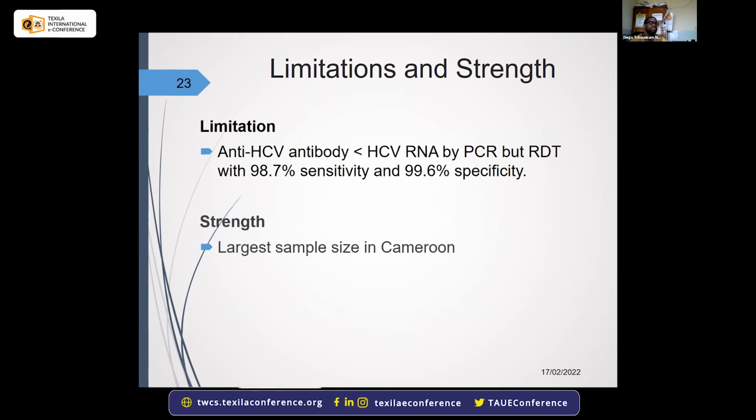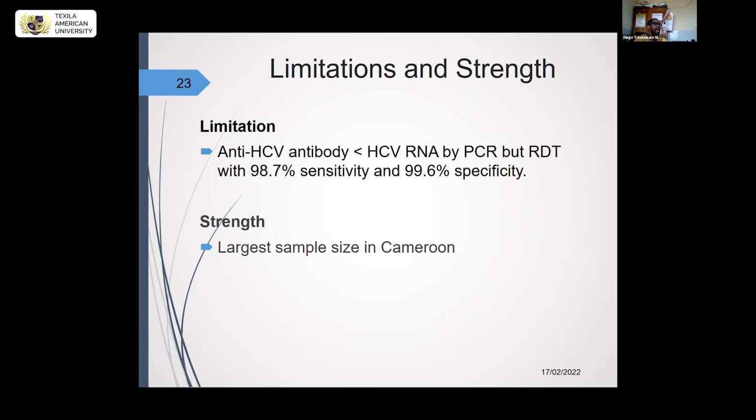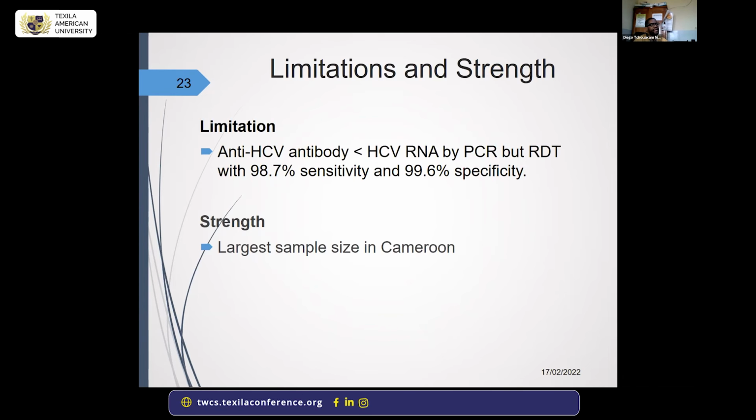We recognize that we had some limitations in our study, as we used an anti-HCV antibody test, which is less sensitive and specific than the hepatitis C virus RNA PCR test. Nevertheless, we chose a test that has a 98.7% sensitivity and a 99.6% specificity.